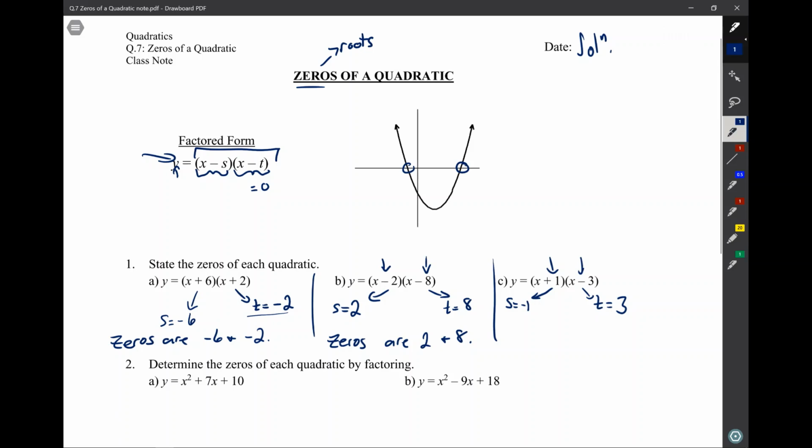So we can see we can have a few different situations. Sometimes we'll see our zeros where both of them are negative, like for A. Sometimes we'll see our zeros where both are positive, like for B. And sometimes we'll see our zeros where one is positive, one is negative, just like for C here.